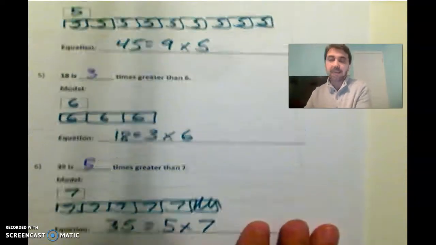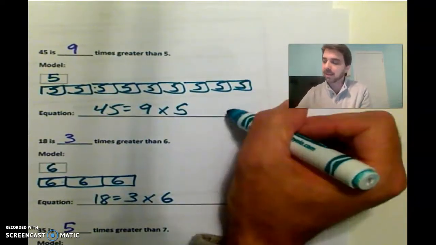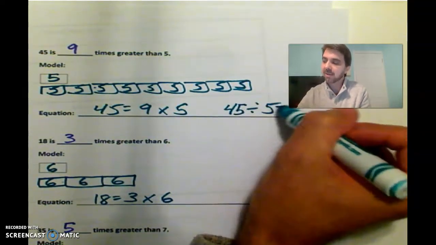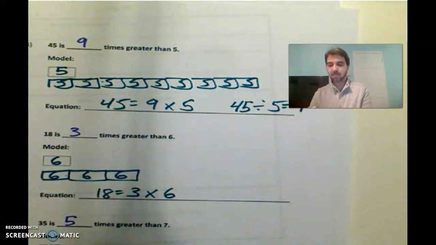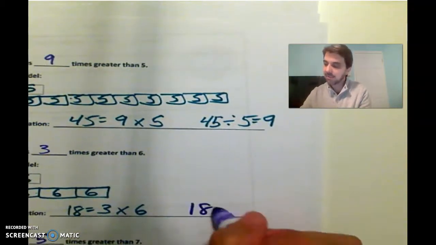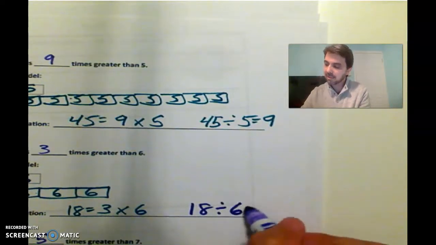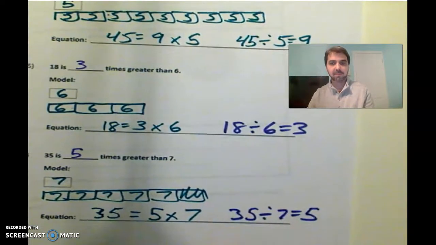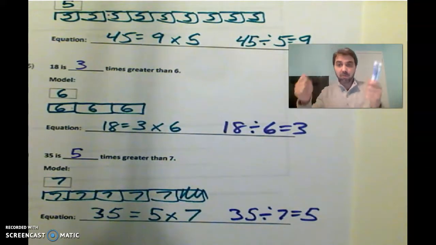Whew! If you did division, by the way, it would look like this. 45 divided by 5 equals 9. I'll do it in a different color. 18 divided by 6 equals 3. And 35 divided by 7 equals 5. Okay? All right. So, moving right along.